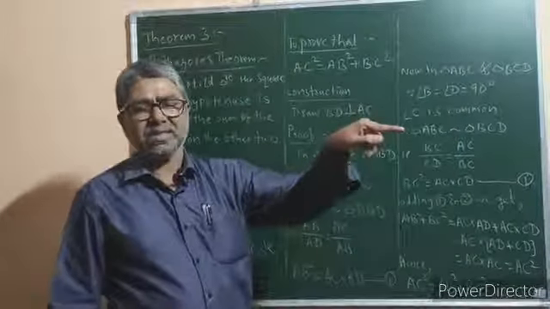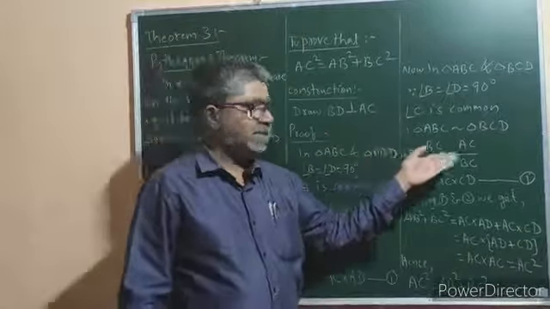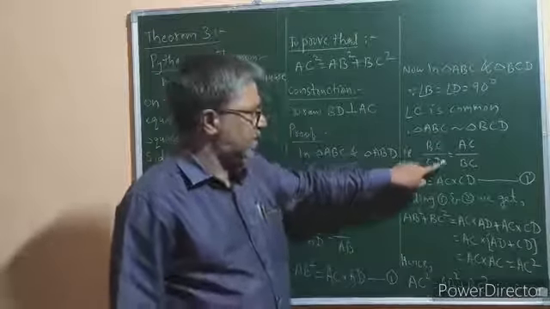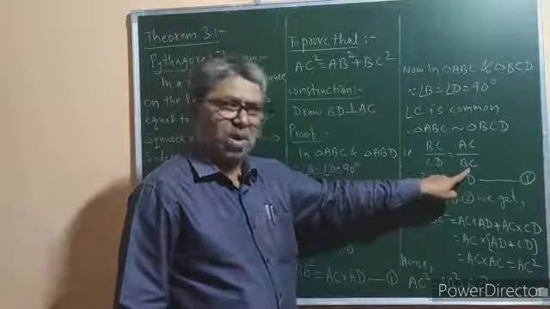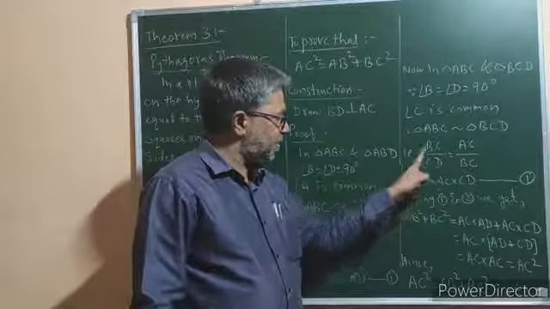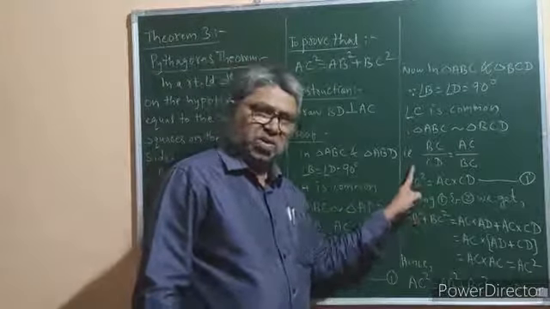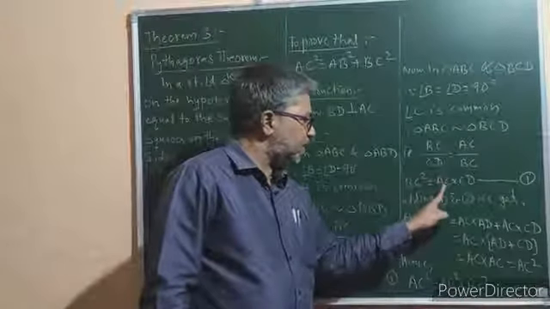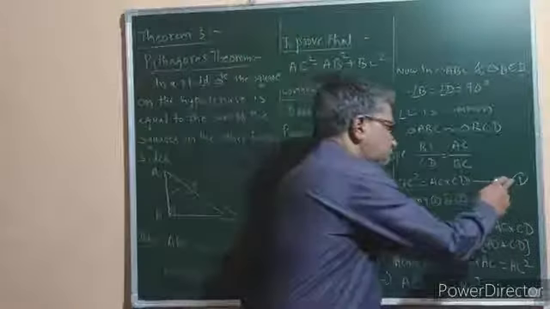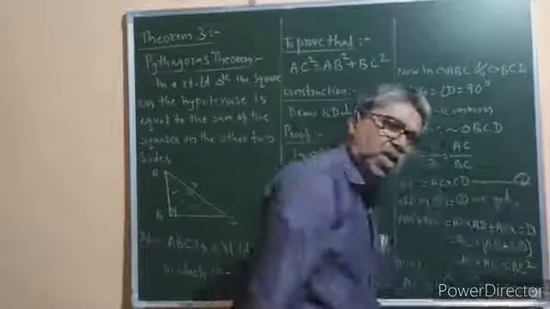If triangles are similar, their corresponding sides are in proportion. Therefore BC upon CD is equal to AC upon BC. Again by cross multiplication, BC into BC, BC square is equal to AC multiplied by CD. Call this equation number 2.